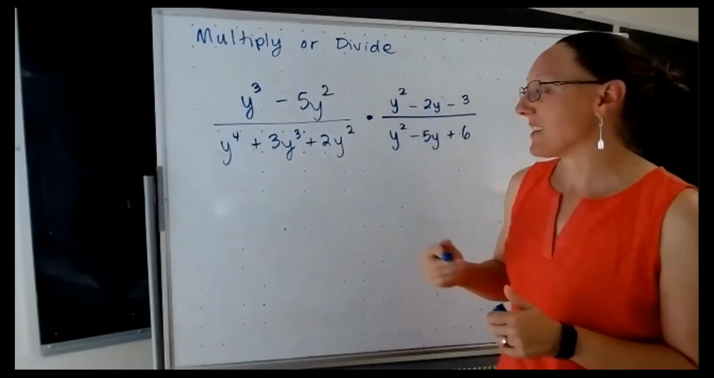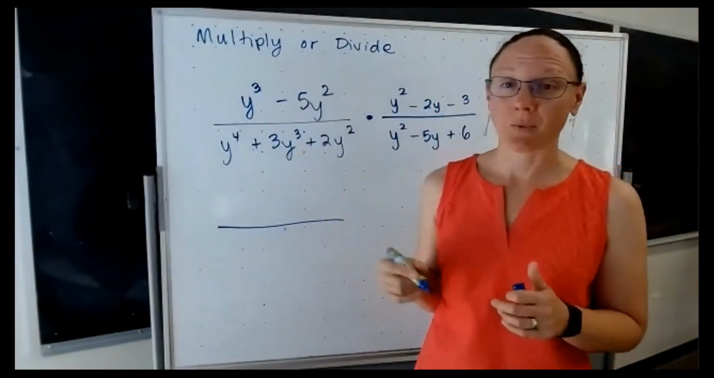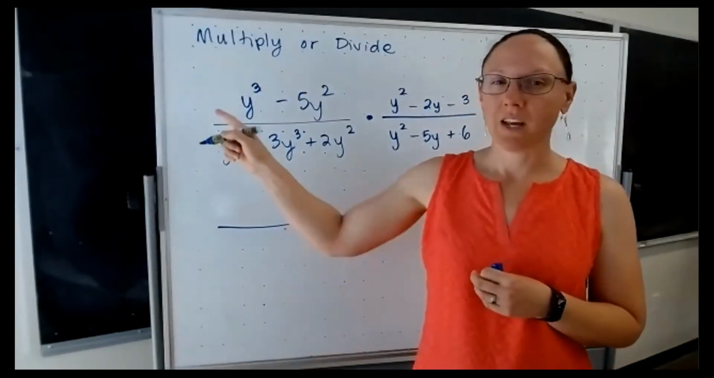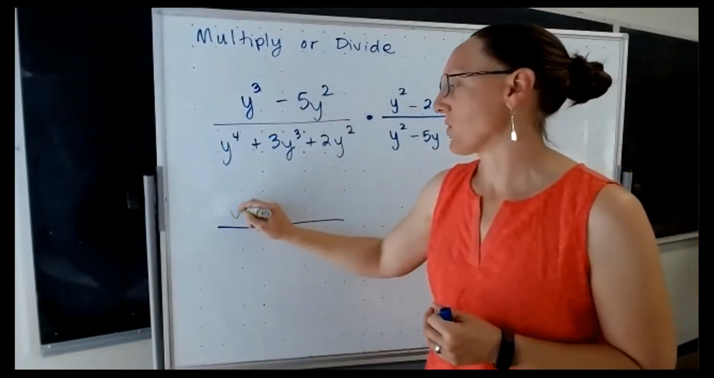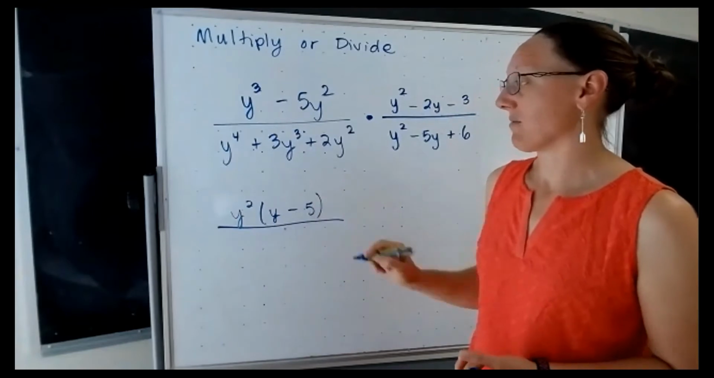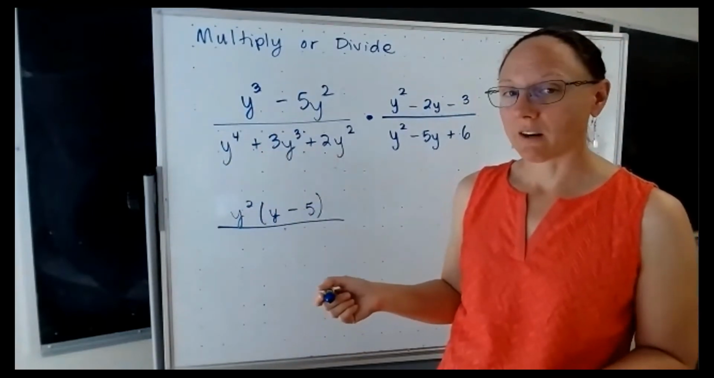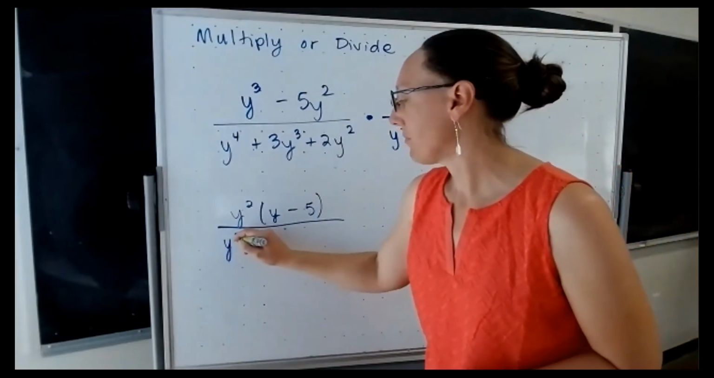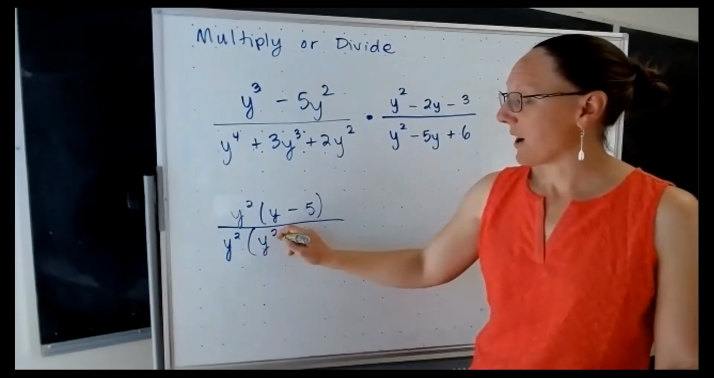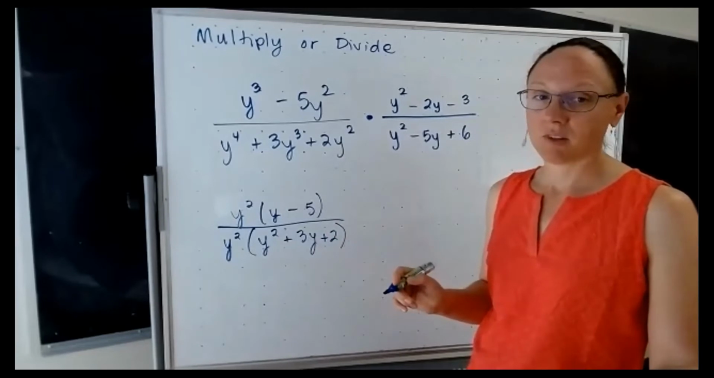If I start with this piece up here, it's not a trinomial and I have something cubed. So really I'm hoping, is there anything I can pull out of the terms? And I can pull a y squared out of both of those terms. When I do that, I'm left with a y minus 5. In the denominator, looks like I can also pull a y squared out of all the terms. And when I pull a y squared out, I'll be left with y squared plus 3y plus 2.